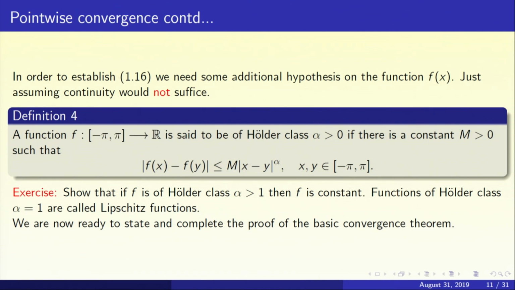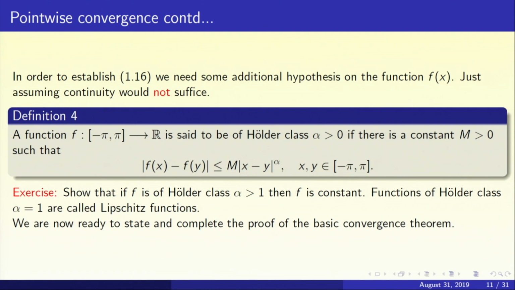A function f from minus pi to pi is said to be Holder continuous, or of Holder class alpha, if the absolute value of f(x) minus f(y) is less than or equal to a constant M times the absolute value of x minus y to the power alpha, where x and y range over minus pi to pi. The difference in absolute value is dominated by M times some fractional power of x minus y. Such a function is said to be Holder continuous.